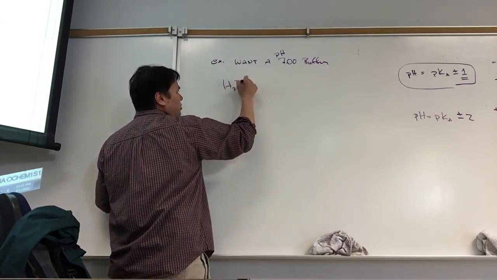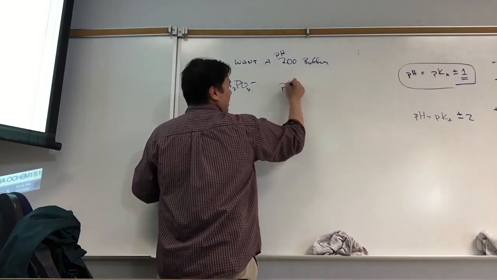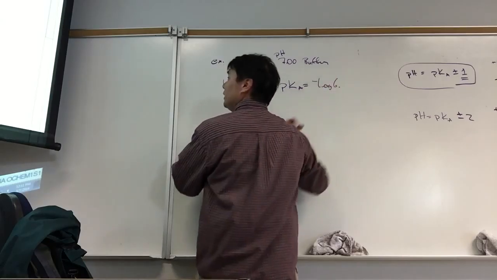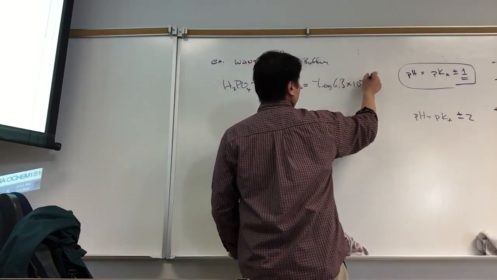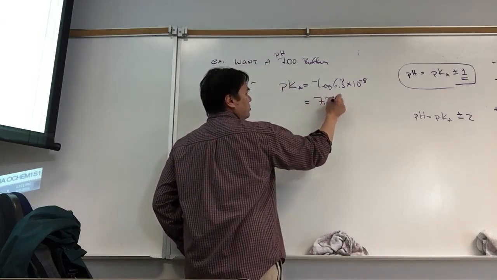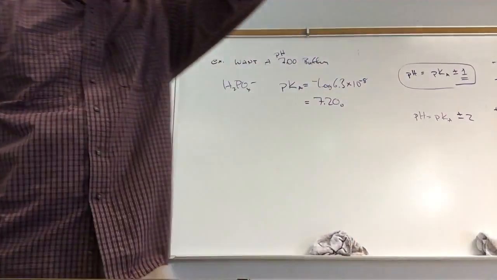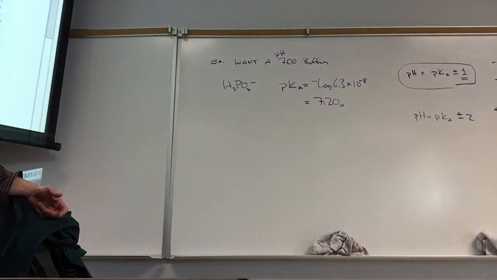The acid we chose is dihydrogen, well I chose dihydrogen phosphate, because the pKa of that is going to be the negative log of 6.3 times 10 to the minus 8, which is 7.20. And just slightly high. It's just slightly high, so we just need to add a little bit more acid than base, and we should be okay.